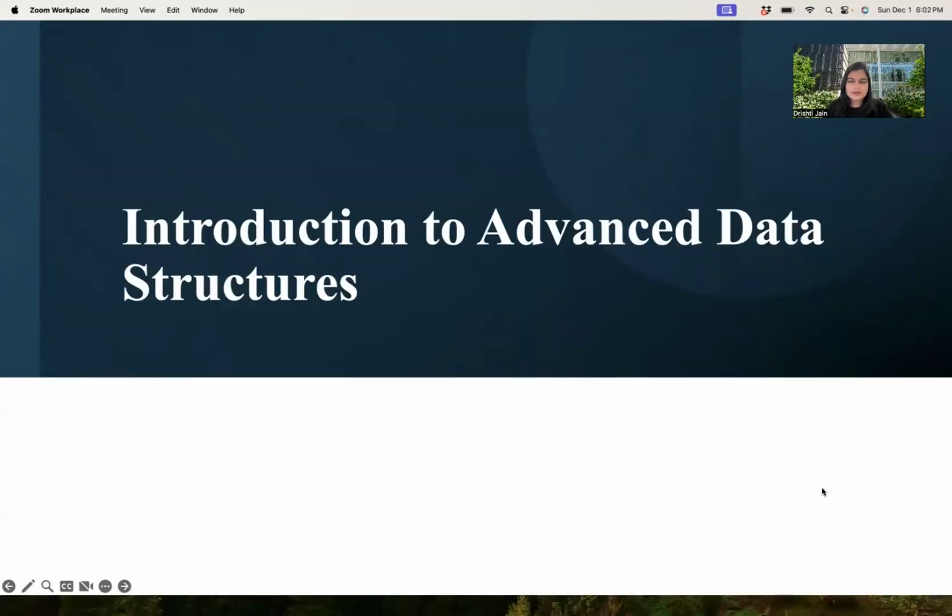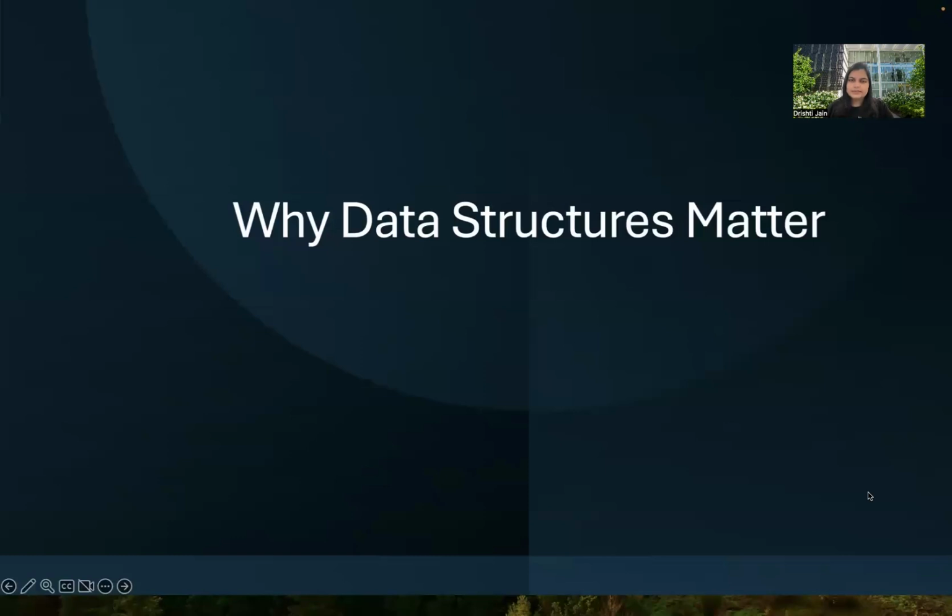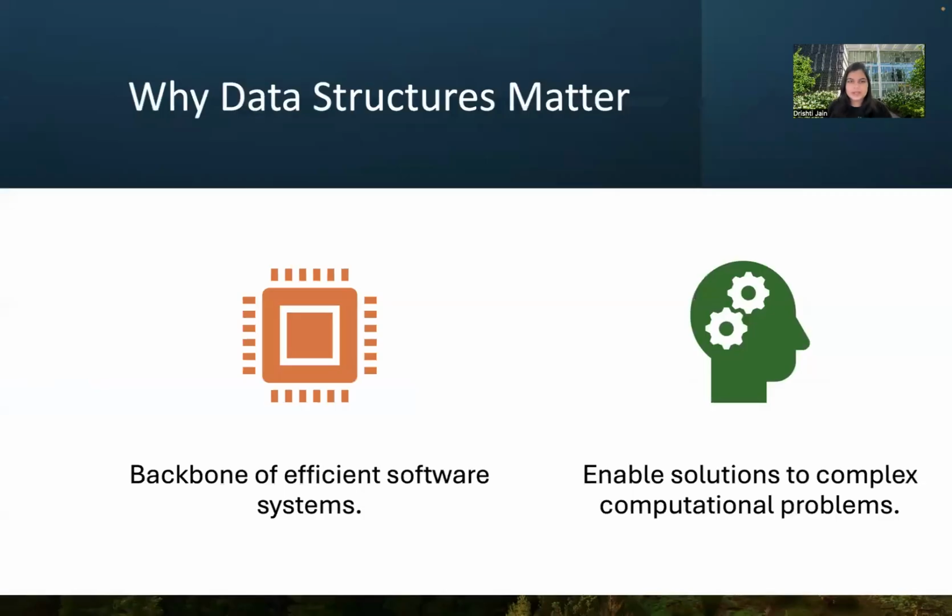The first lesson is on Introduction to Advanced Data Structures. As we dive deep into this intensive course on advanced data structures, let's first ask ourselves the question of why do data structures matter? Data structures matter because of two key things.